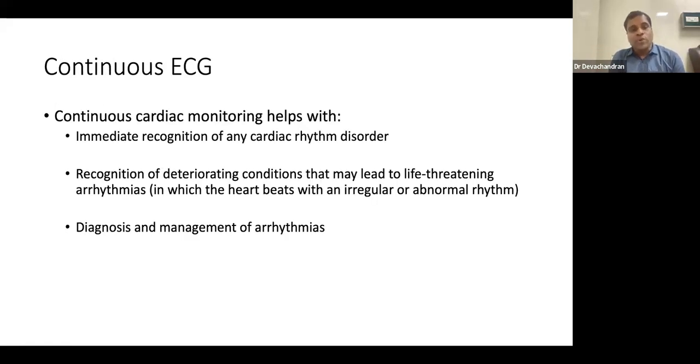Why do we use continuous ECG in the ICUs? Because it helps with immediate recognition of a rhythm disorder. Critically ill patients can develop any rhythm disorder at any point in time. So having a continuous ECG monitor will help you recognize rhythm disorders straight away. You can also diagnose life-threatening arrhythmias, and using the information, you can manage the arrhythmias faster and better.